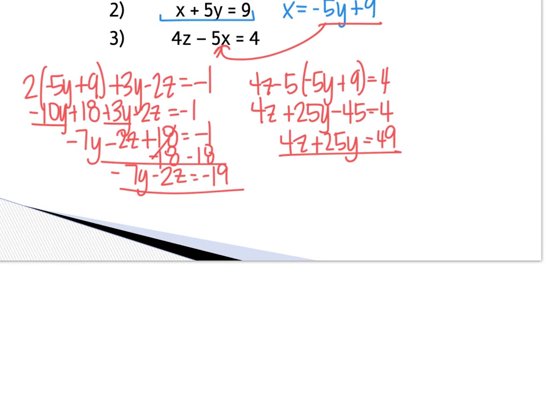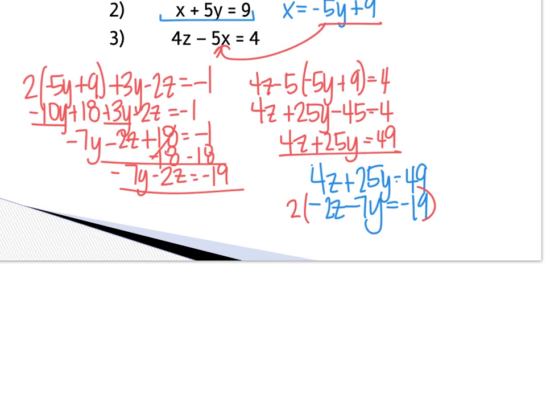So that's going to be 4z plus 25y equals 49, and then negative 7z minus 2y. Just kidding, got my variables mixed up. That's actually going to be negative 2z minus 7y equals negative 19. Now I want to make the 4 and the negative 2 opposite, so I'm going to multiply the bottom by 2. And that gives me, instead of this one, negative 4z minus 14y equals negative 38.